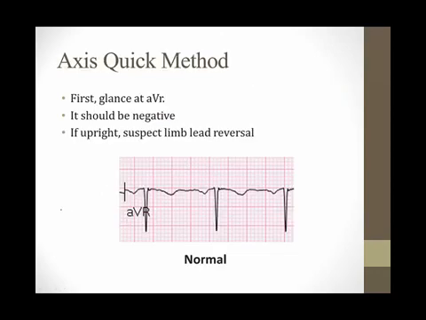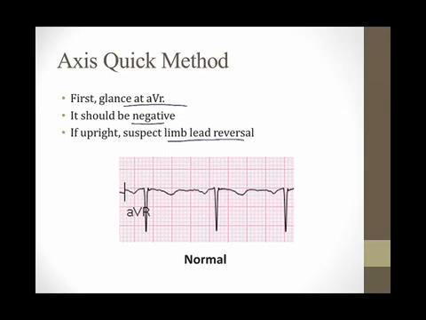Now, in reality, nobody ever calculates an exact number for the QRS axis. Instead, most of us use a quick method to determine whether the axis is normal, leftward deviated, or rightward deviated. So let me go over that quick method now. To use the quick method, you first glance at lead AVR. Lead AVR should always be negative. If lead AVR is upright, it usually means the limb leads are reversed. In other words, it means someone has put the leads on the patient incorrectly.